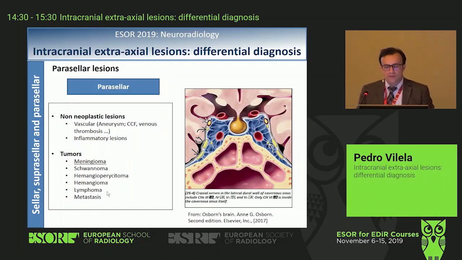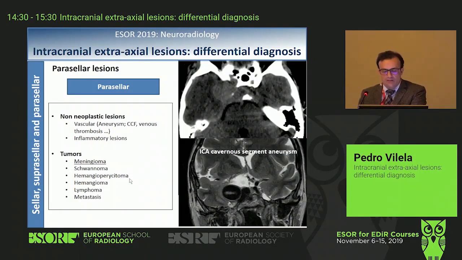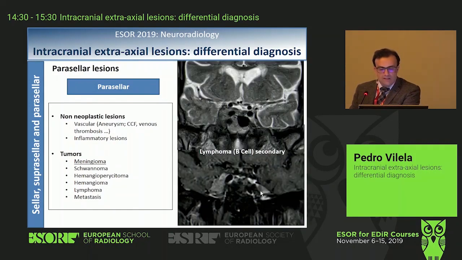Then, of course, lymphoma, as you know, can be anywhere in the brain. Meningioma can appear in the cavernous sinus, and metastasis also will be in the differential diagnosis of any extra-axial lesion. I want to show you this because CT is not enough to know what lesion is here. You cannot tell. You see that there is a lesion in the cavernous sinus, that there is some bone erosion there, but it's clear on the MR that you have a large aneurysm of the cavernous segment of the ICA. So MR is essential.